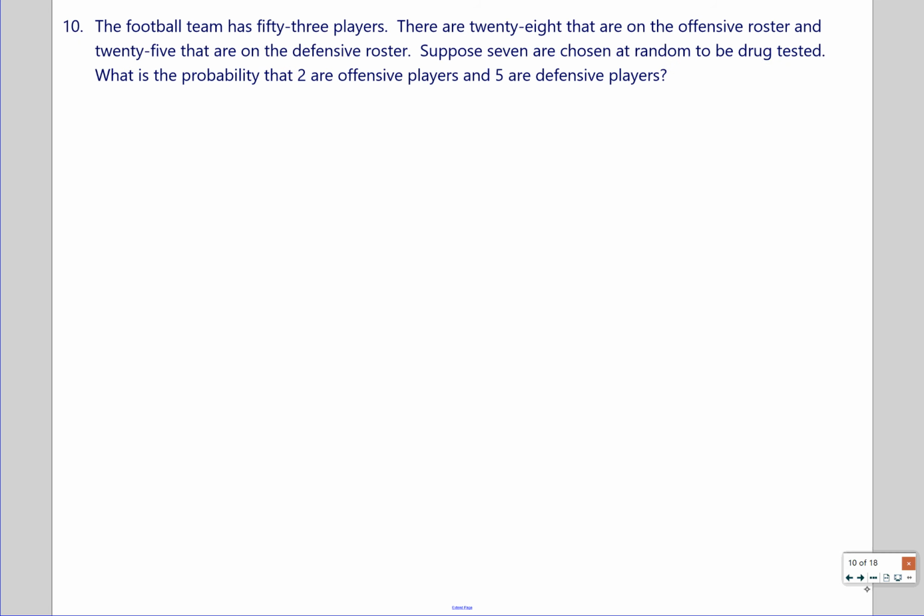Football team has 53 players. There are 28 that are on the offensive roster, 25 that are on the defensive roster. Suppose 7 are chosen at random to be drug tested. What is the probability that 2 are offensive players and 5 are defensive players?